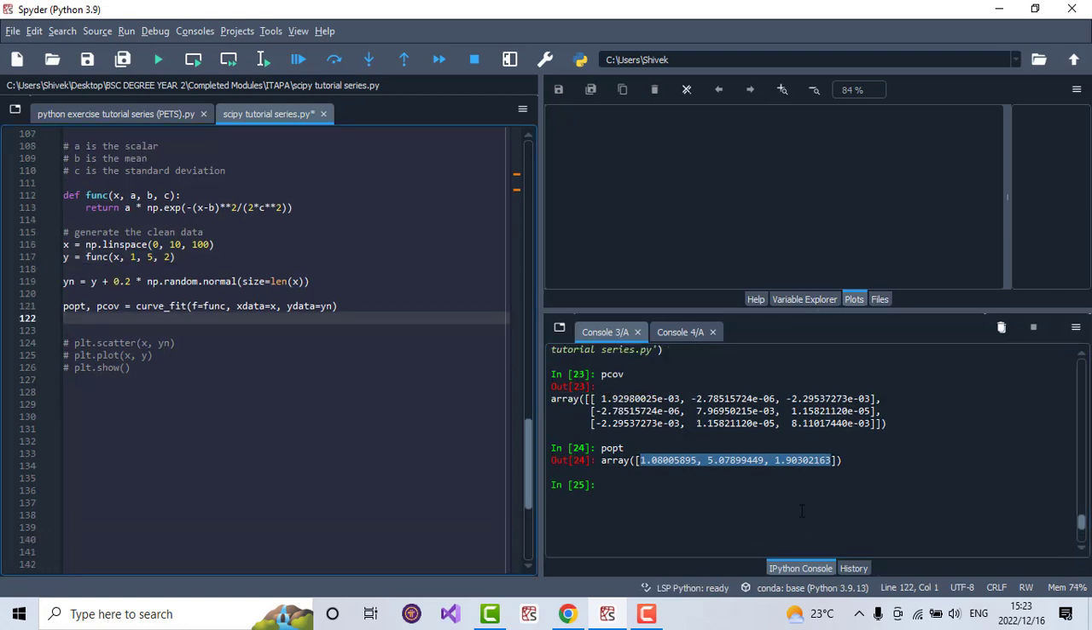What you can do is actually take these values, substitute them into the equation, and generate yourself an array of y values for the distribution. And what you can do is plot them side by side, just to get an idea of what the original equation looks like and what SciPy thinks the values are.